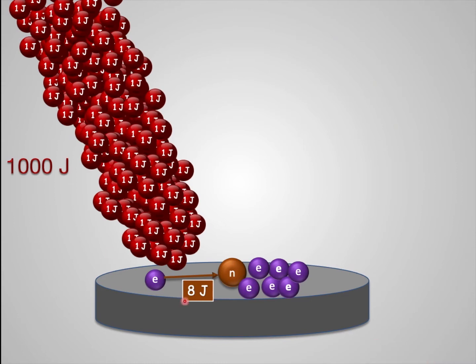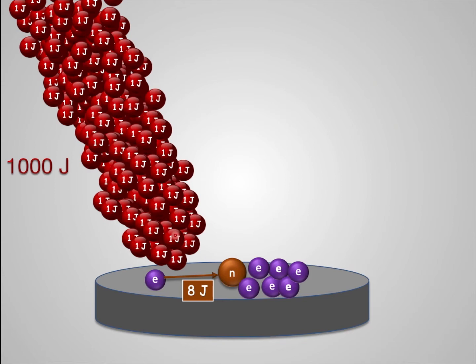But the first photon coming has just 1 joule and the electron needs 8 joule. Will the electron take that energy from the photon? No, because taking 1 joule, it can't go anywhere. Every photon in the red color is just 1 joule energy. So the electron will not take even a single photon, even if there are 1 million or 1 billion photons.